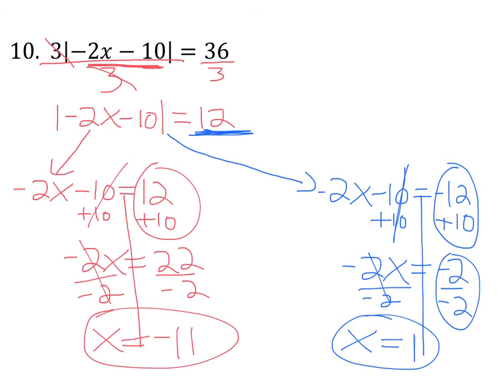All right, so these are examples where, when you wanted to get the absolute value bars by itself, you either had to multiply or divide.